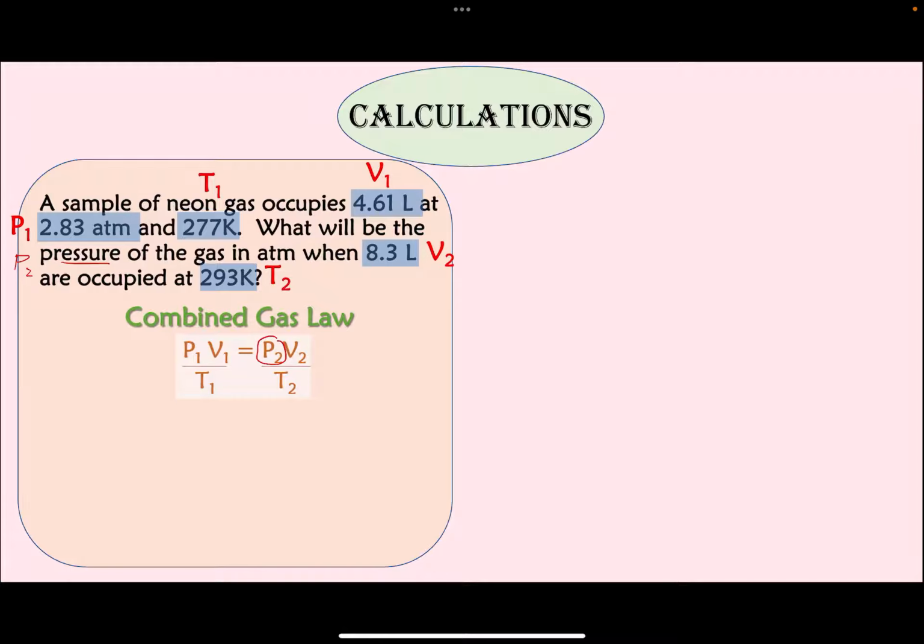So let's rearrange this equation. We can go ahead and multiply T2 on both sides. So that is going to cross out the T2 here. And then for the V2, we can go ahead and divide V2 on both sides. So that is going to cancel out the V2 here. So our equation is going to be P2 equals P1 V1 T2 over V2 T1. So once again, in this case, you actually don't have to convert your temperatures to Kelvin because they're already given in Kelvin. So that's one less step. So just plug in the numbers and calculate your answer.